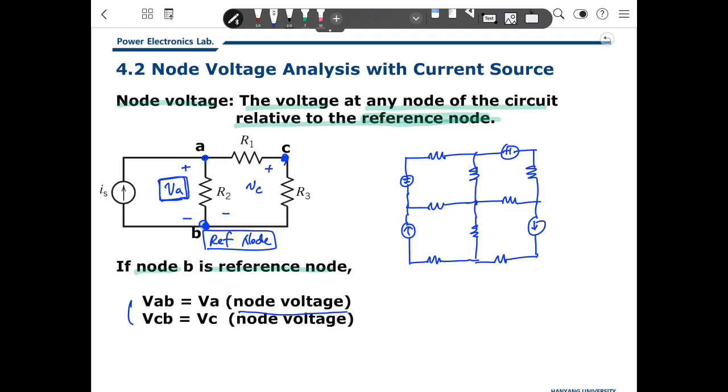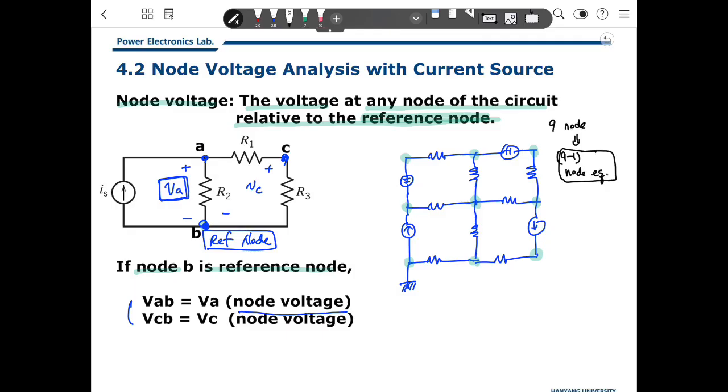Here, there is a ground. Then how many nodes are there? We can count it: 1, 2, 3, 4, 5, 6, 7, 8, 9. There are 9 nodes. Therefore, we can make 9 minus 1 node equations. So based on that, we can calculate the voltage and current of each element.